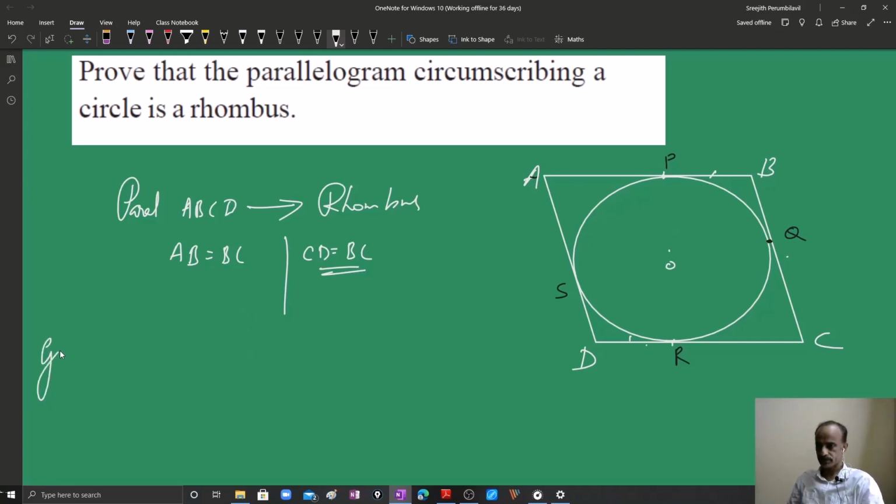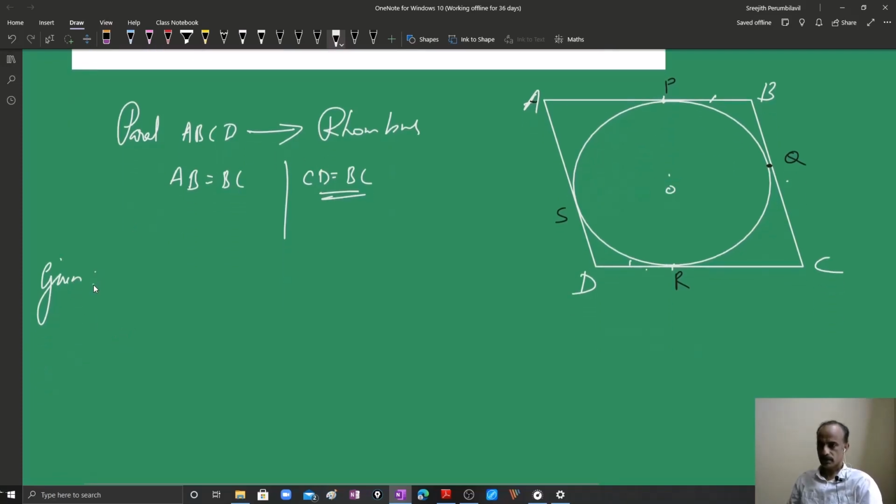So given, what is given? Given that parallelogram ABCD circumscribes a circle with center O and which touches at the points P, Q, R, S. Now, to prove that ABCD is a rhombus.